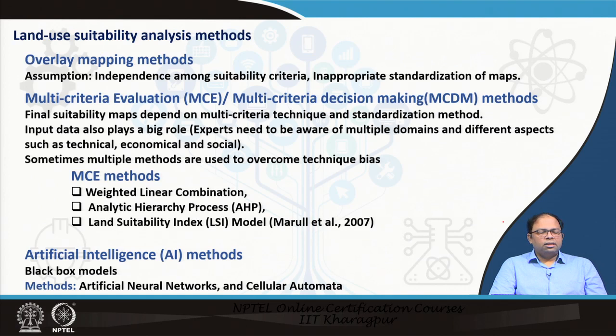Overlay mapping method, this is where we have talked about the sieving method. So we assume that the different criteria of the maps that are being used are independent of each other. That means if there is correlation between them, we are not going to consider that, because certain things depend on other things. So we assume that each map is independent, use each map independently, and then based on the exclusion criteria, we can arrive at our final objective or the suitable areas.